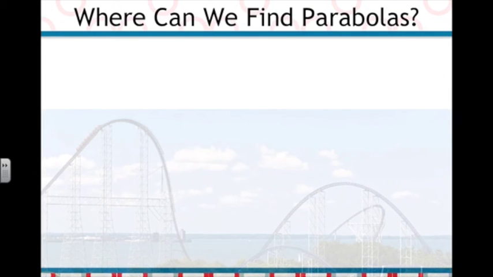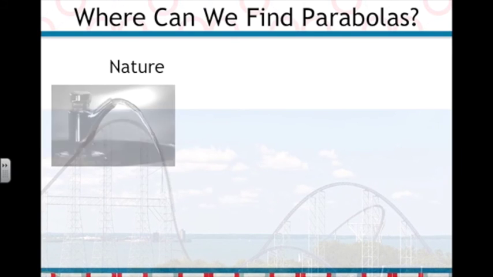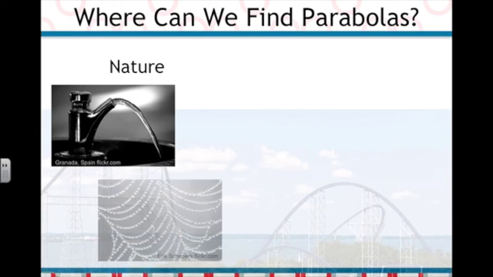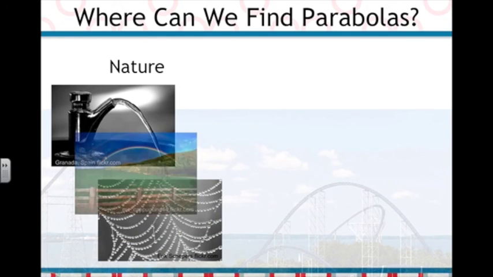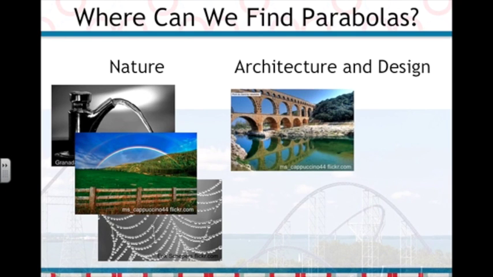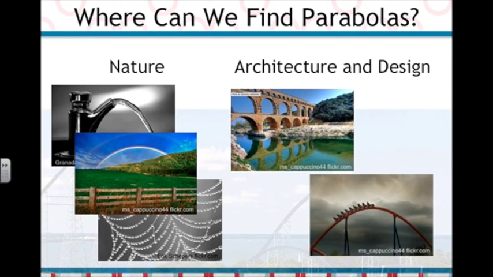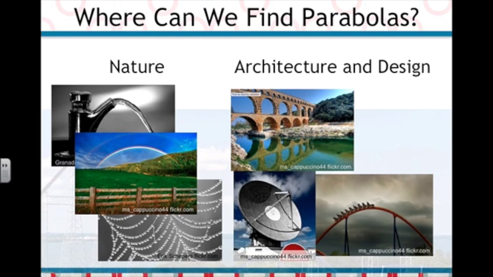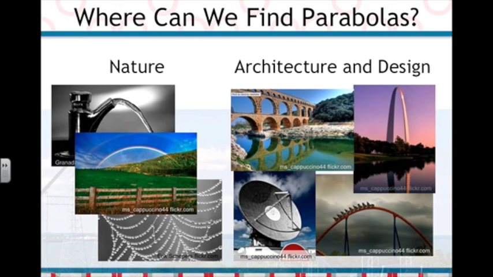Parabolas can be found in many places in nature: the path of water falling through the air, a spider web drooping under the weight of the dew, or a rainbow across the sky. Men have also used parabolas in architecture and design: the arches supporting a bridge, the hill of a roller coaster, a satellite dish, or the Gateway Arch in St. Louis.